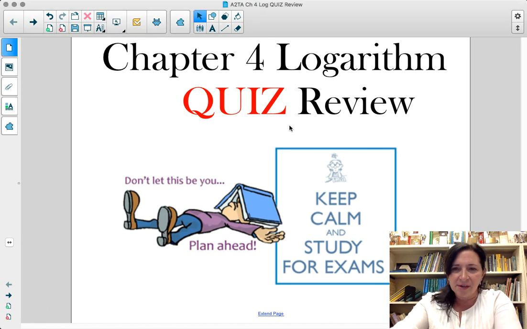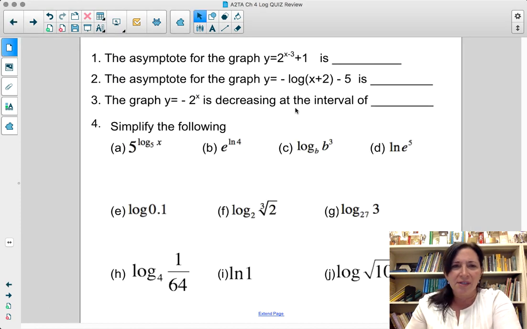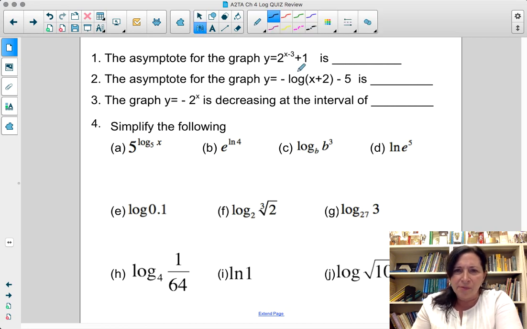So let's get started. First question says the asymptote for the graph of y equals 2 to the x minus 3 plus 1. Remember that exponential equations always have horizontal asymptotes. This right here is my horizontal asymptote. And so therefore my asymptote is going to be y is equal to 1.